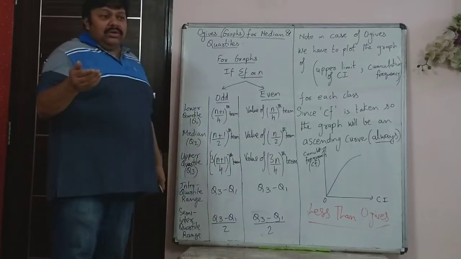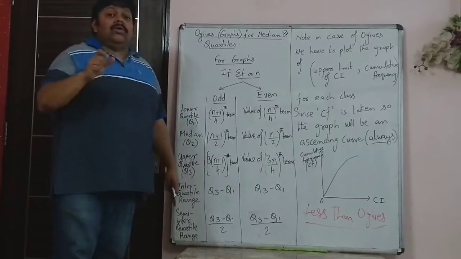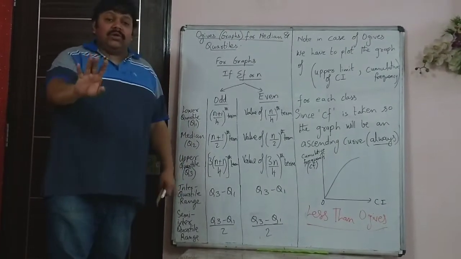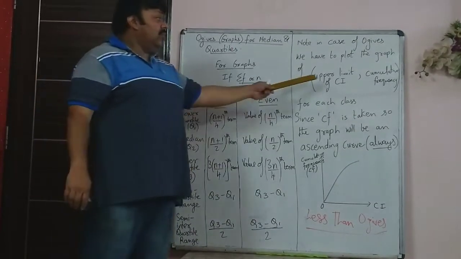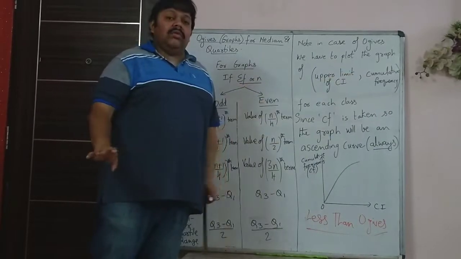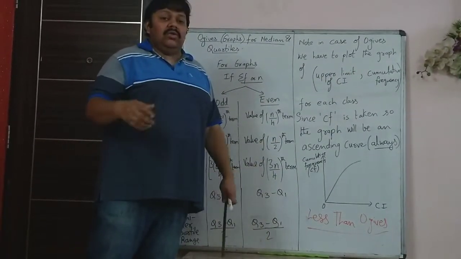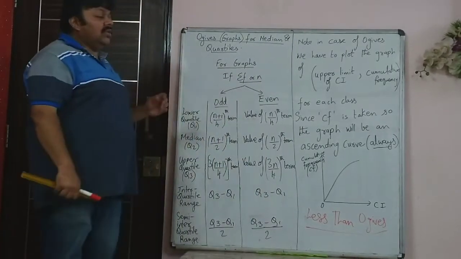So in your test exam or anywhere, if you come across the words draw a less than ogive, don't get confused. It's the normal ogive. There is only one ogive you are supposed to draw. That is by plotting the upper limit of the class interval with the cumulative frequency, and that is known as a less than ogive. You don't have any other ogive in your syllabus. So we will go on to the next sum.